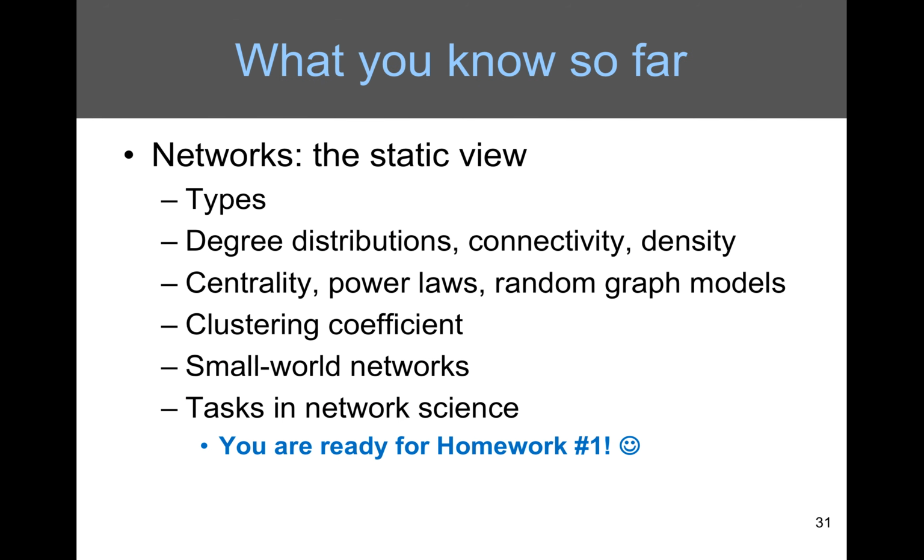So, what you know so far, we've covered a lot between last week and this week. You now have a very good idea of the static view of networks. We haven't talked about any networks in a dynamic or a growing sense. So these are static views. We talked about different types of networks like bipartite networks, cliques, planar networks, and so on. We talked about degree distributions, connectivity, density, power law, centrality, random graph models. And today you've learned a lot of new concepts such as clustering coefficient, small world networks, and now all these different tasks of network science.